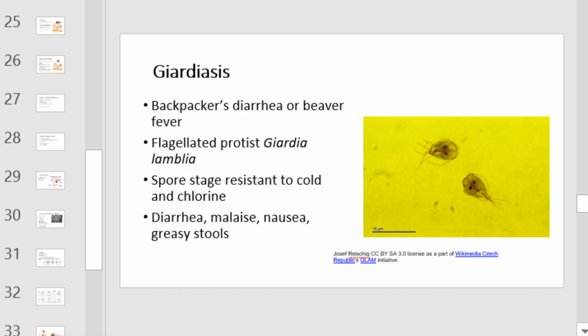Giardiasis is called backpacker's diarrhea or beaver fever. Giardia is a flagellated protist. Its spore stage is resistant to cold and chlorine. When ingested, it can cause diarrhea, malaise, nausea, and greasy stools.